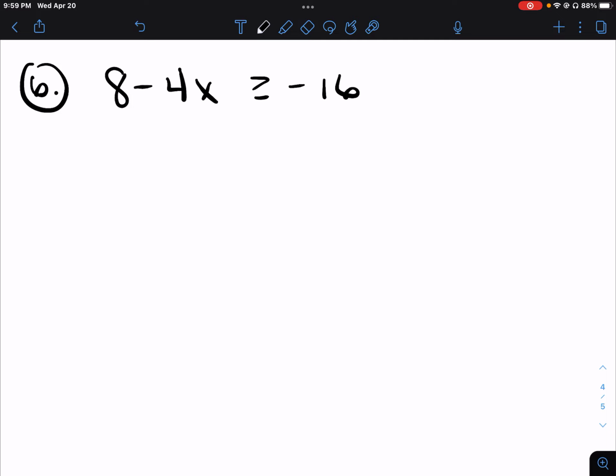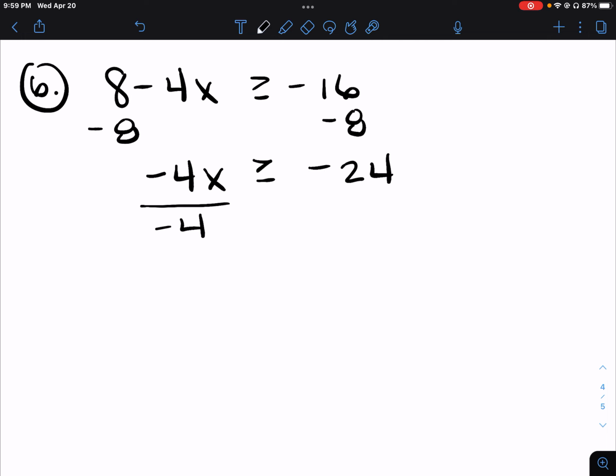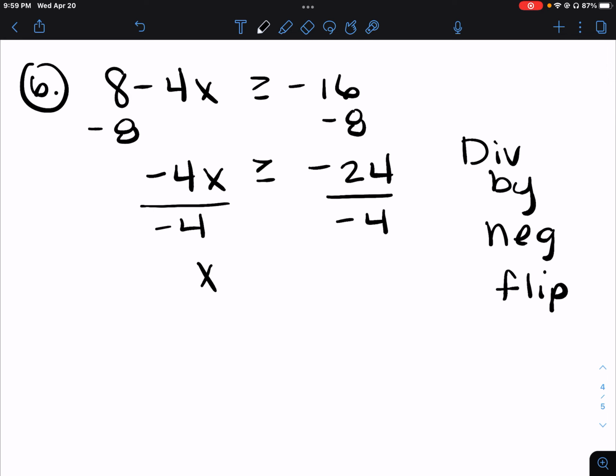Okay, we need to get x by itself, so subtract. The symbol stays the same when you subtract. Divide. We have to divide by negative 4 to get x. Okay, we're dividing by a negative. We flip that inequality. Okay, we're going to flip that inequality. A negative divided by a negative is a positive.